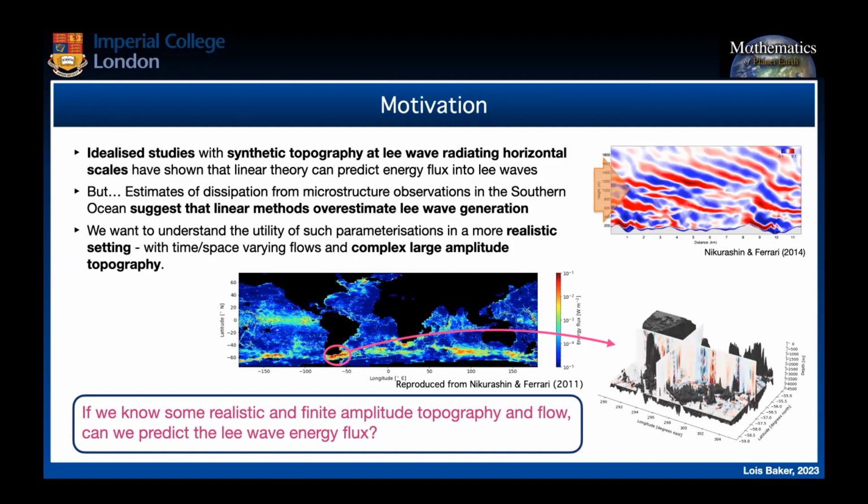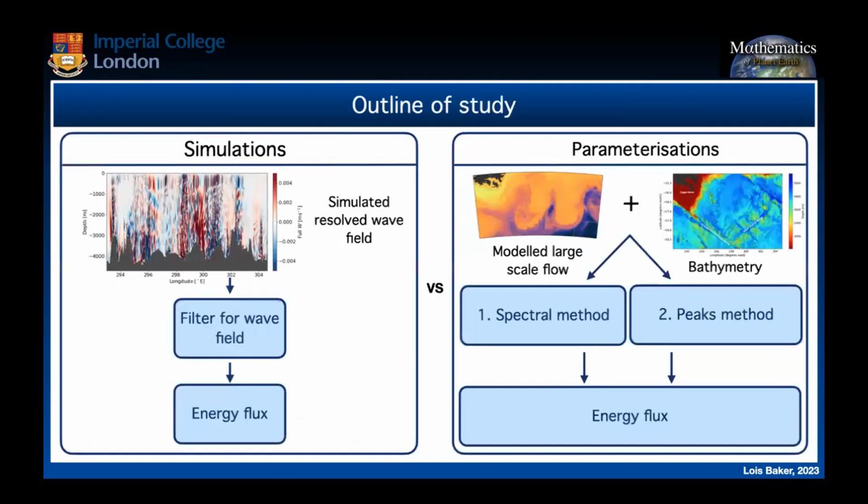So what we've done is used a realistic wave resolving model of the Drake Passage, so this hotspot of lee wave generation, to look into whether we can use these linear parameterizations in reality, where our model is kind of reality. So the question is, if we know some realistic and finite amplitude topography and flow, can we predict the lee wave energy flux?